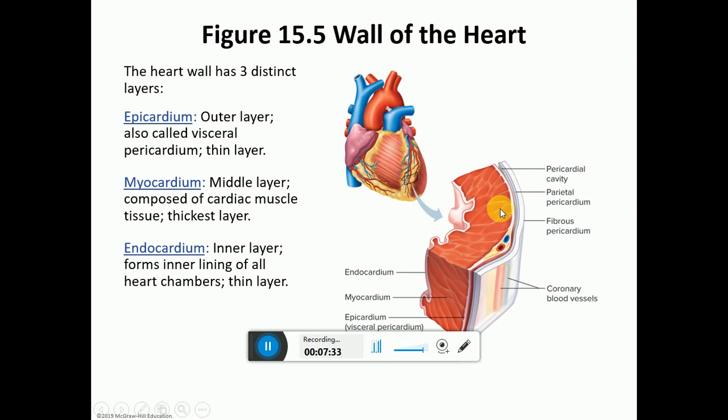And then deeper to that, you have the thickest of all 3 layers, and that's the myocardium, made out of cardiac muscle. And then the innermost layer, that's known as the endocardium, and it's a smooth layer, and it lines the inside of all of the chambers, and it's continuous with the blood vessels as well. But in the blood vessels, we are going to call this the endothelial lining.